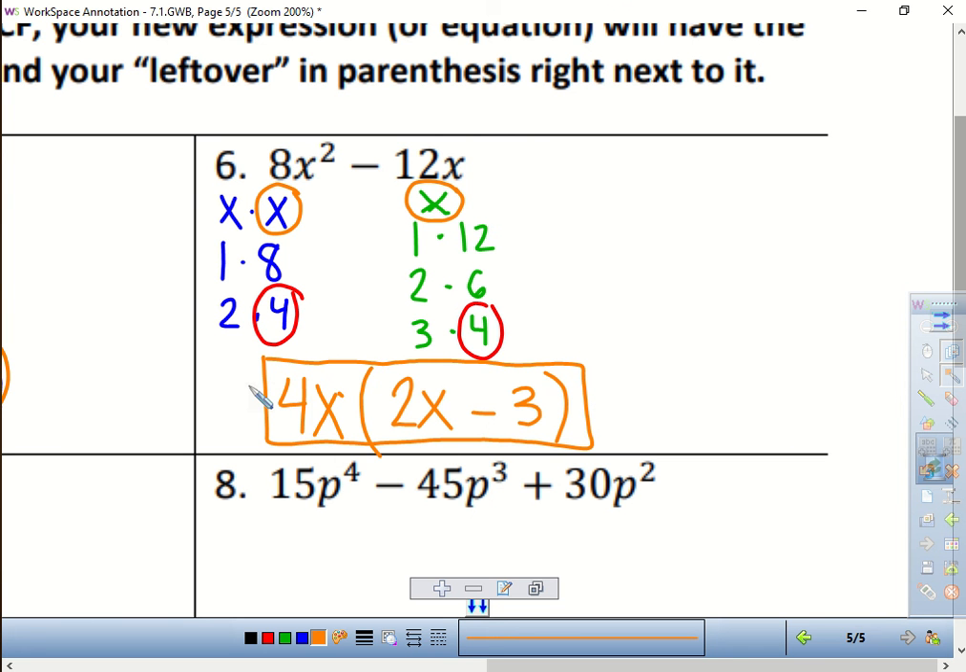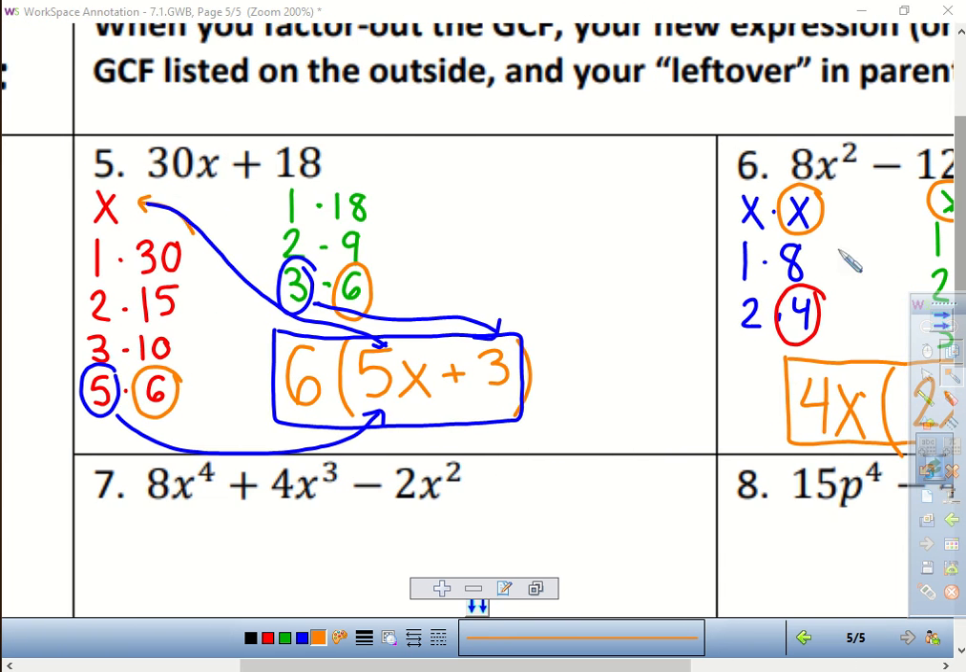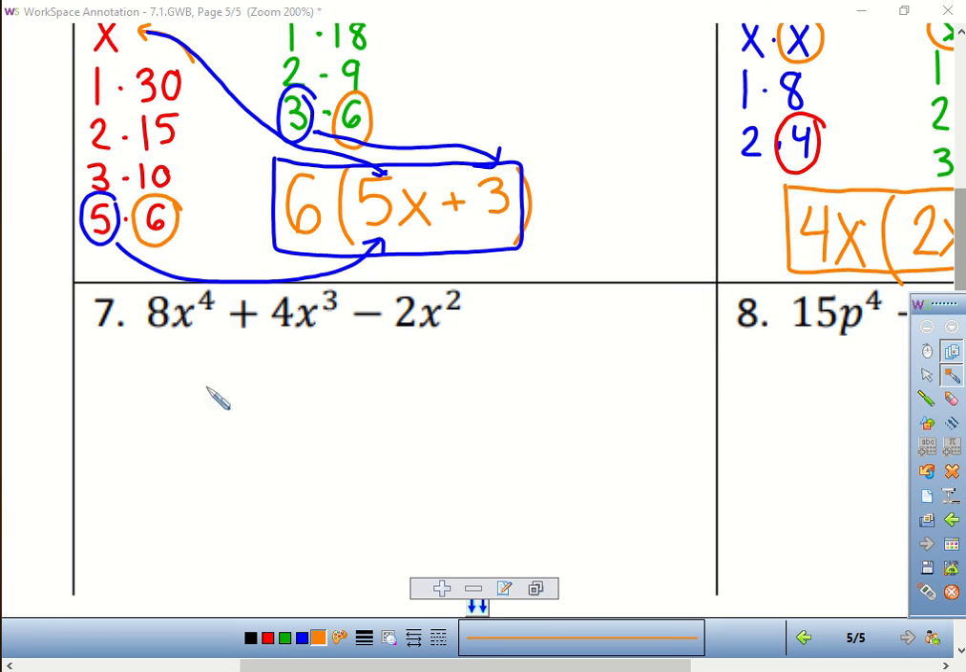And we could check that by using the distributive property. So does anybody have any questions about this one so far? Okay. And you can also list the x's the other way if it makes more sense to you. You can list them on the side.